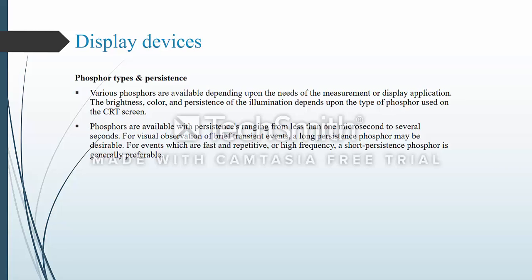Now we are going to learn about phosphor type and persistence. Various phosphors are available depending upon the needs of the measurement or display application. The brightness, color, and persistence of the illumination depend upon the type of phosphor used on the CRT screen. Phosphors are available with persistence ranging from less than 1 microsecond to several seconds. For visual observation of brief transient events, a long persistence phosphor may be desirable. For events which are fast and repetitive or of high frequency, a short persistence phosphor is generally preferable.